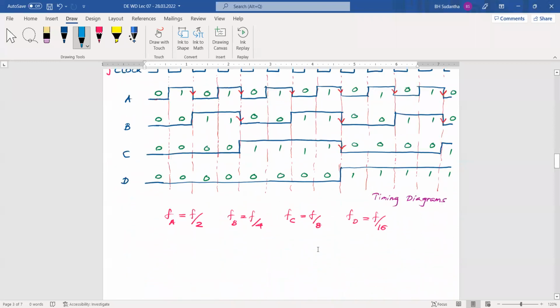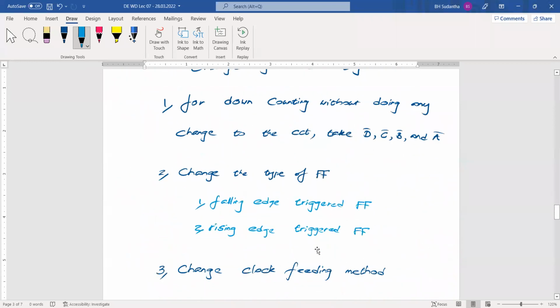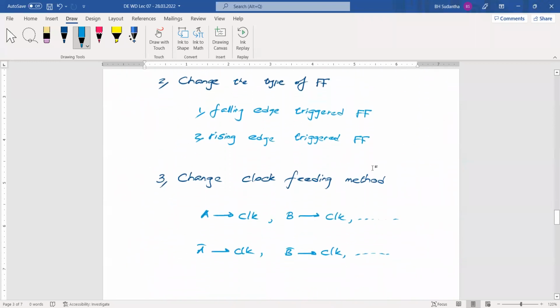Then when you do all these things, you have four options. First one, falling edge triggered flip-flop, and clock feeding method is A to clock. Then second one, change to the rising edge triggered flip-flop, clock feeding method is A to clock. And for both falling edge and rising edge triggered flip-flop you can use and change the clock feeding method to A bar to clock. Then you have four options.